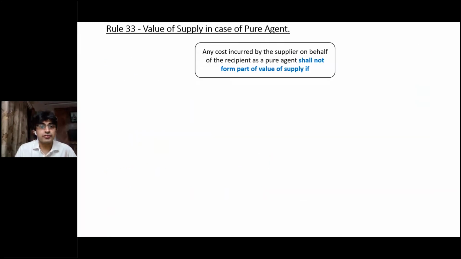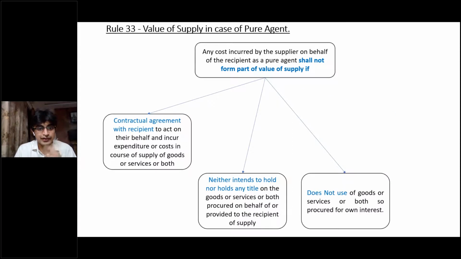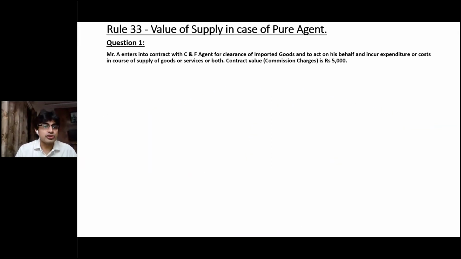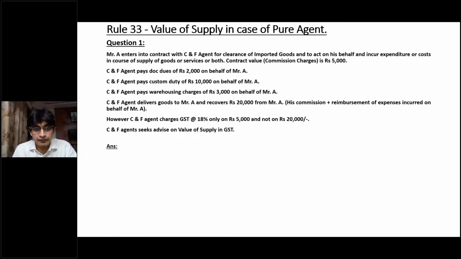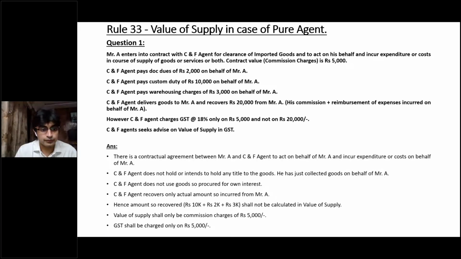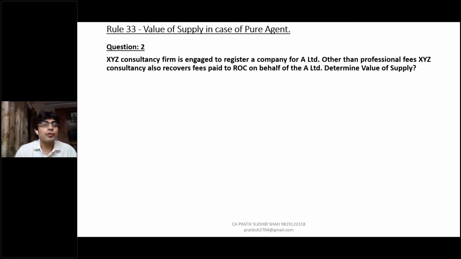Okay, now see this. Again, it is the same thing repeated. Few questions. See this, Rule 33 is applicable in case of a pure agent. The same example which I had given, I have drafted in some other way. Nothing new. This question is important. See this. XYZ consultancy firm is engaged to register a company for A Limited. What work is XYZ doing? It is registering a company on MCA for A Limited.